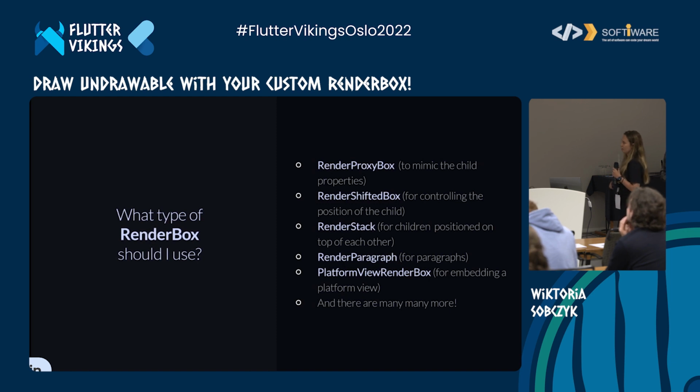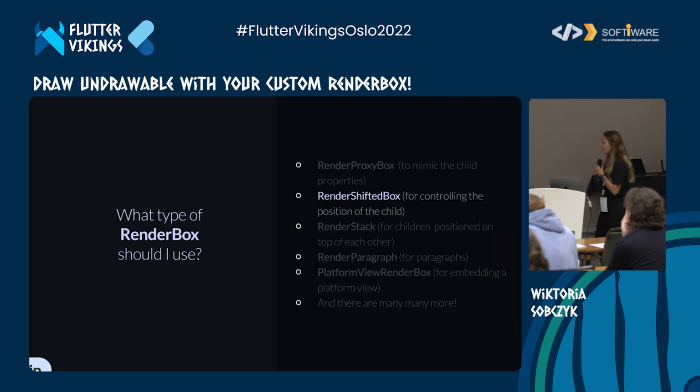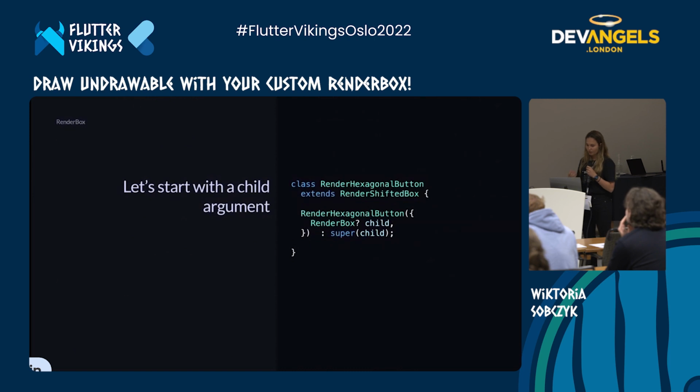We can check in our core code and see what we can choose for our render box when we implement our own render box. So for our example, we will use render shift box. And let's start the implementation with our render box that I've mentioned earlier. We chose render shift box because we wanted to position our child inside our button.